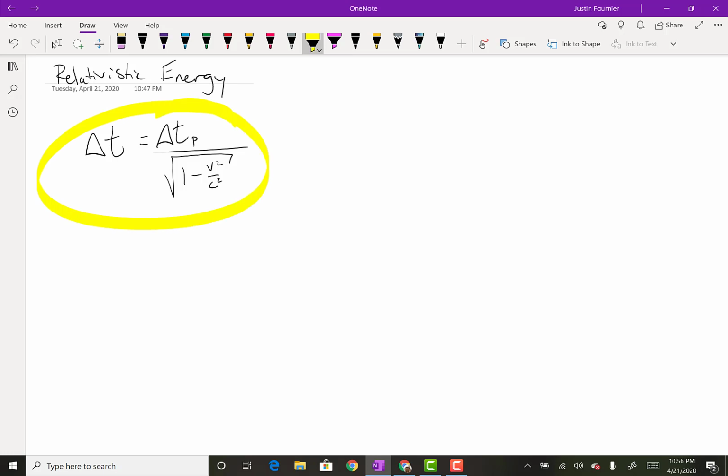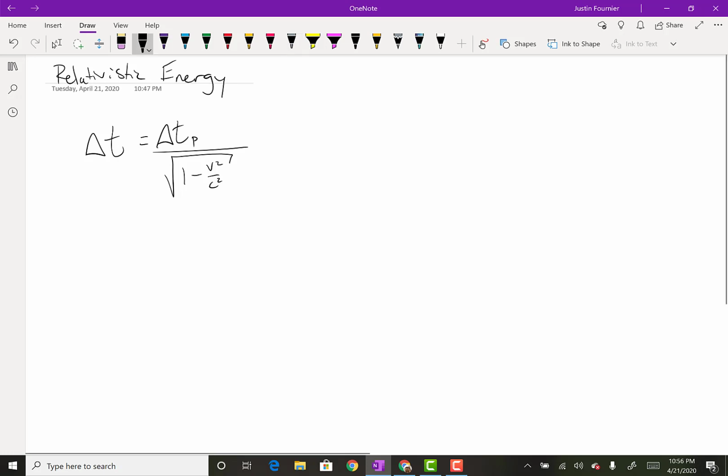We got this equation a little while back, and I think I'm also going to be posting a video that explains this, as well as length contraction a little more. Length contraction: the length of something is equal to the square root of 1 minus v squared over c squared, multiplied by L p.